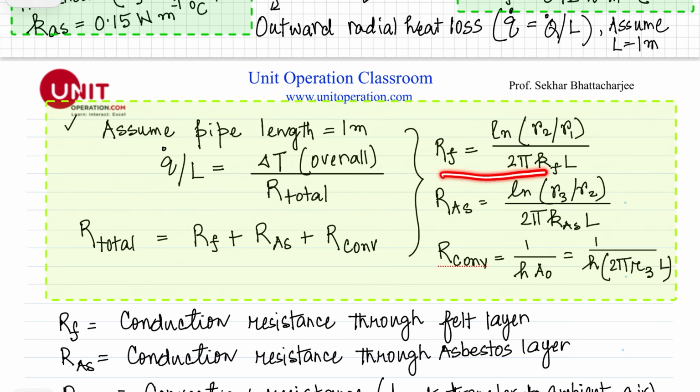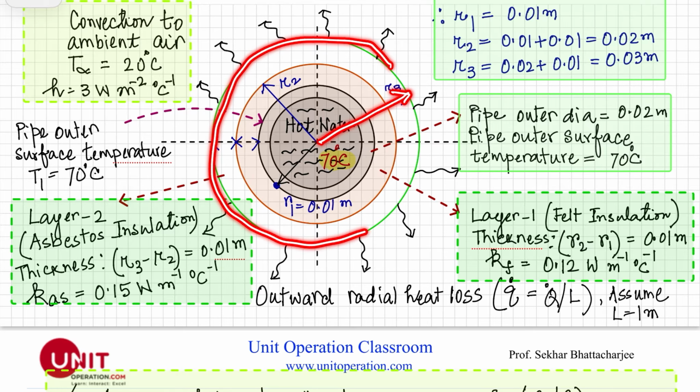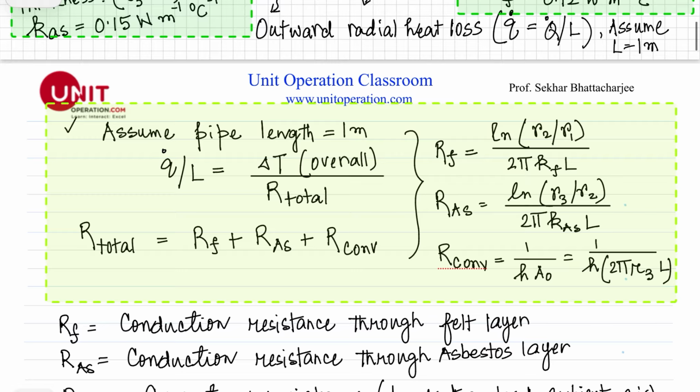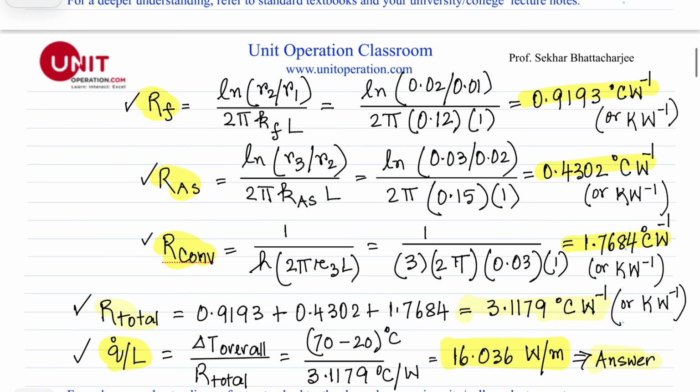These are standard equations which are available in any book, so I've just given them over there. The convection resistance is equal to 1 over h A0. A0, of course, is going to be 2 pi R3 L, because that's my R3, from where this convective resistance is happening. The value of h is given. These are all given on this website, with the detailed calculation.